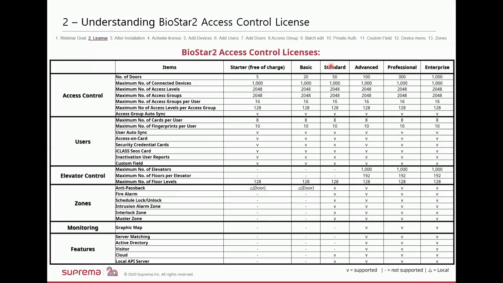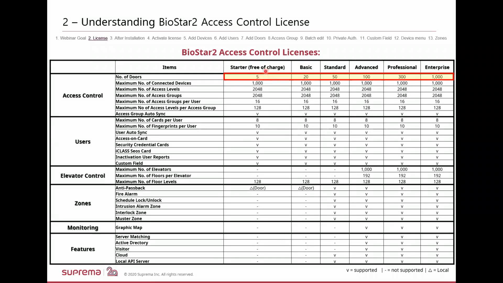What are the major differences between those licenses? The first major difference is the total number of doors, and please be careful with the doors. A common question is: what if the door has 2 readers, reader in and reader out? Reader in and reader out are counted in BioStar 2 as 1 door. So in the free starter version, it is 5 doors, either 5 readers or 10 readers. Please don't get confused. We're talking here about doors, not readers.